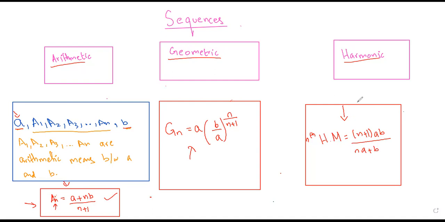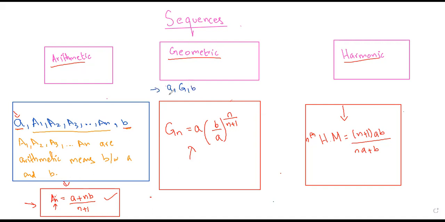Ma'am, can you tell me where this geometric mean formula came from? Okay, all right. So look at this. I will talk about it. Let's say you have two terms. If we have two terms, for example, we have A, capital G, and then small b.